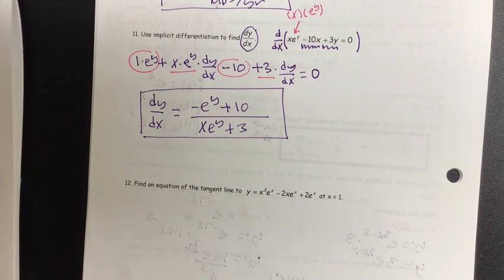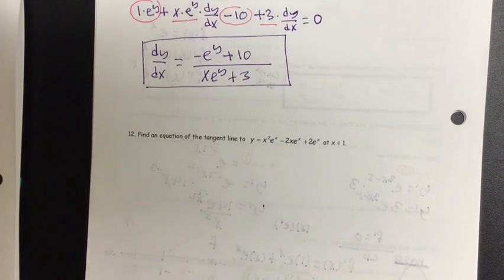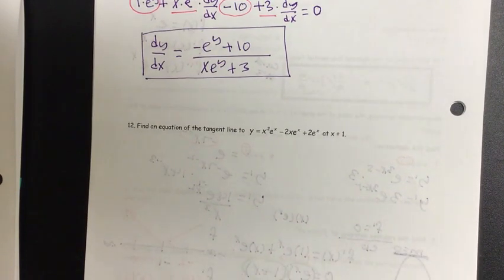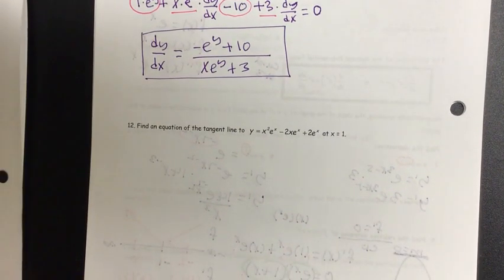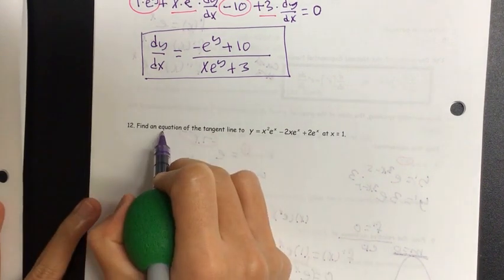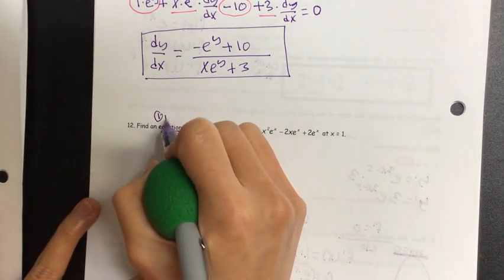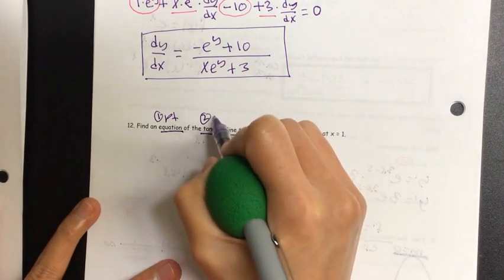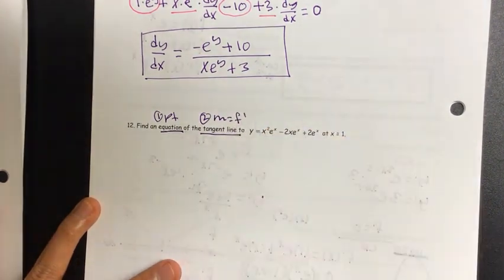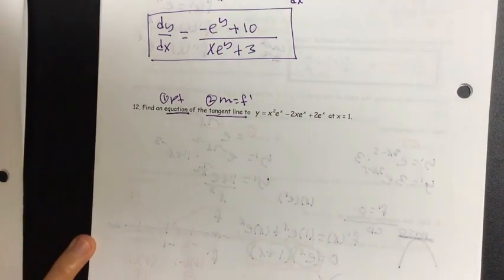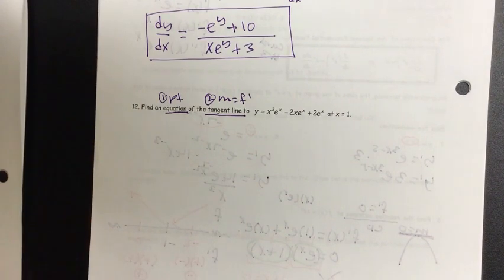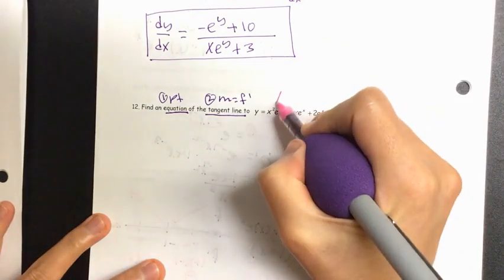All right, the last one. Lily, go to me the last one, please. Find an equation of the tangent line to y equals x squared e to the x minus 2x e to the x plus 2 e to the x at x equals 1. So equation of a tangent line means I need a point and I need a slope. And our slope is determined by f prime. Derivative is a slope.